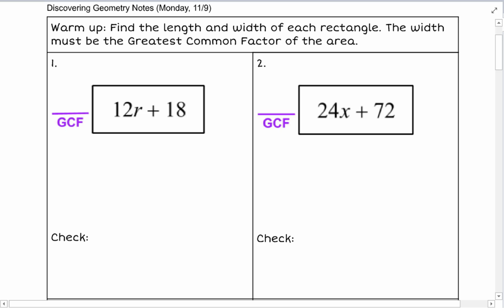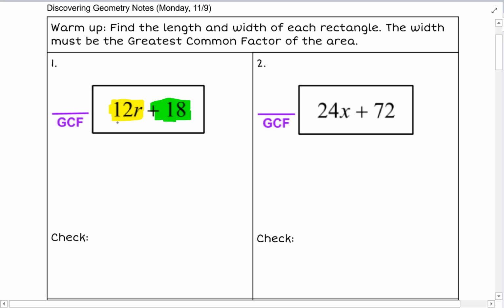To warm up, we're going to find the length and width of each rectangle. The width must be the greatest common factor of the area. Our first term is 12r and our second term is positive 18. The first thing I look for is the variables. Does each term have a variable? No, it does not. So there will be no variable in my GCF.